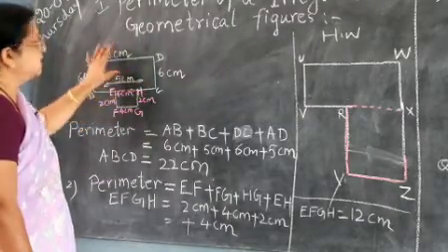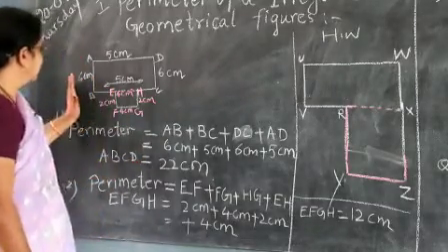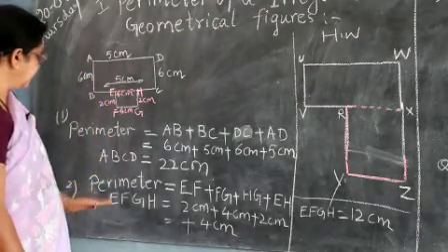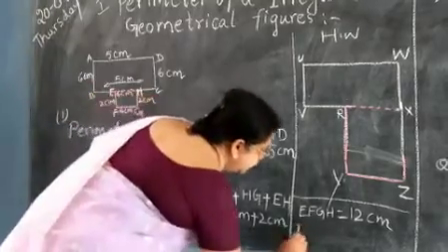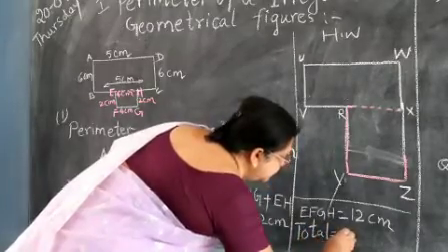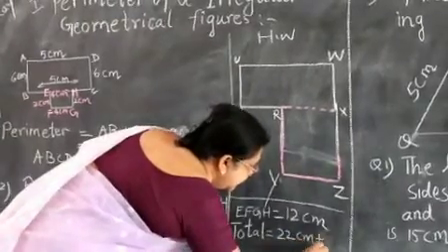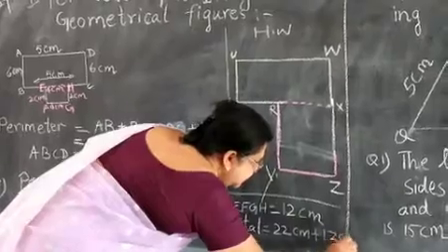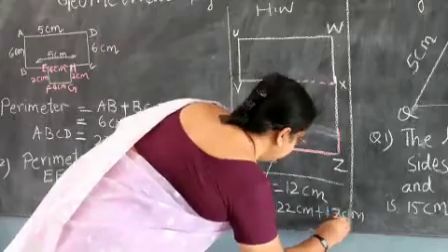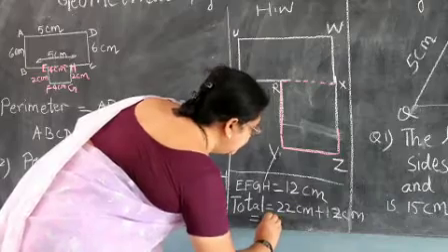Now how will you get the total? It's very simple, children. You will add the perimeter of ABCD plus the perimeter of EFGH. So the total perimeter is equal to 22 centimeter plus 12 centimeter. How much is that? You will get 34 centimeter.